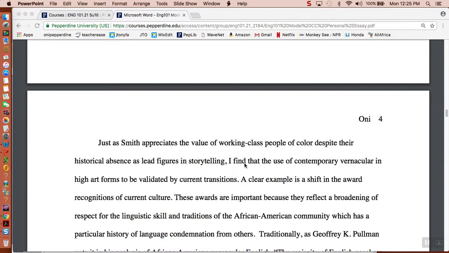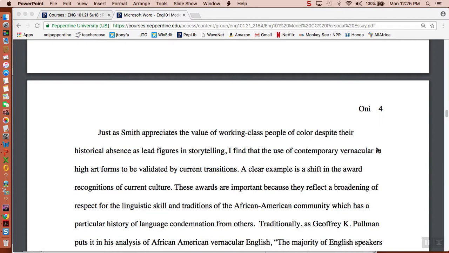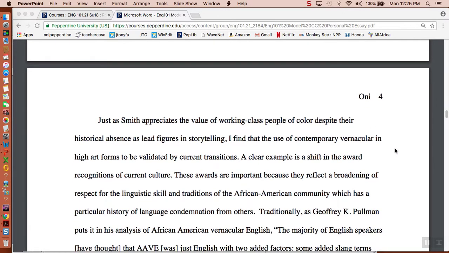Now I'm transitioning into the second similarity section, which is about my personal investment in the same topic. So I say, just as Smith appreciates the value of working class people of color despite their historical absence as lead figures in storytelling, I find that the use of contemporary vernacular and high art forms to be validated by current transitions.